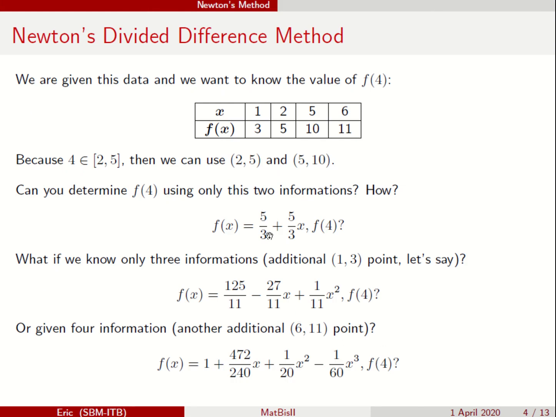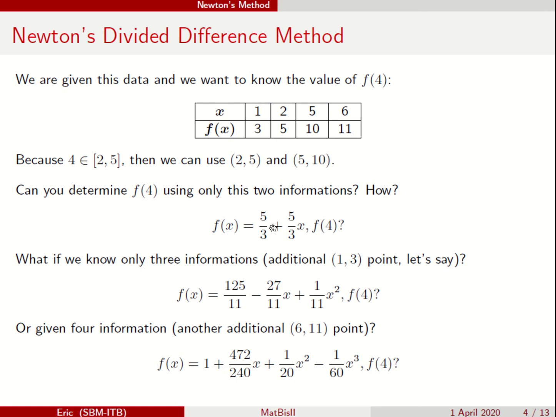What we can see is that the constant changes: 5 over 3 for 2 data points, 125 divided by 11 for an additional point, so 3 data points. And for 4 data points, I have 1. And we can look at the coefficient of x. It changes also. And the coefficient of x squared, it changes also.